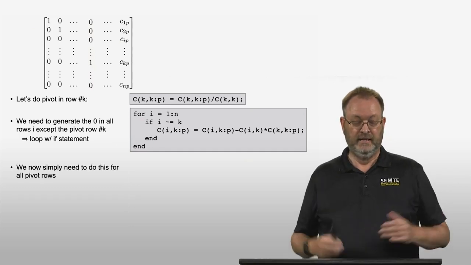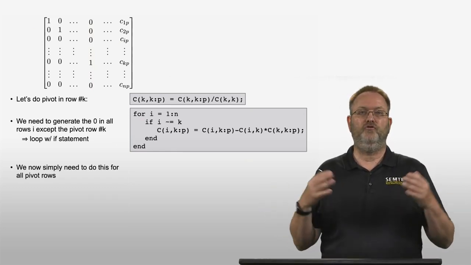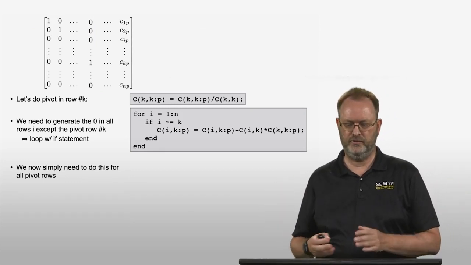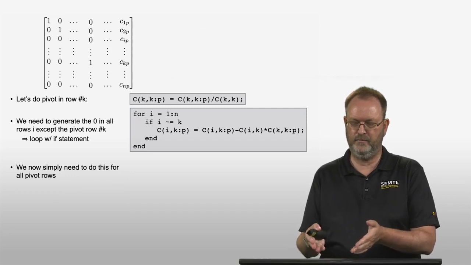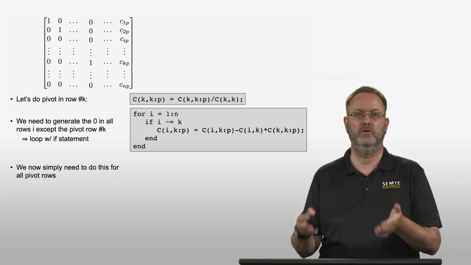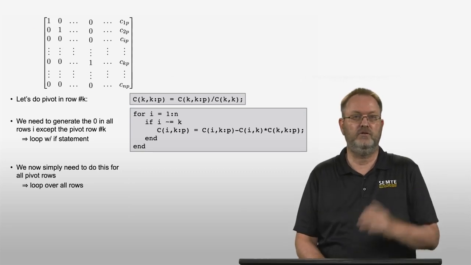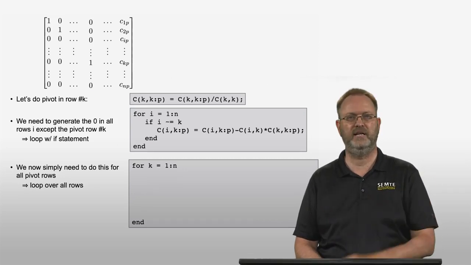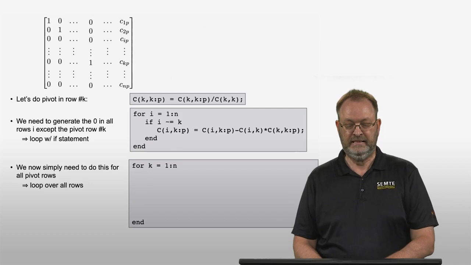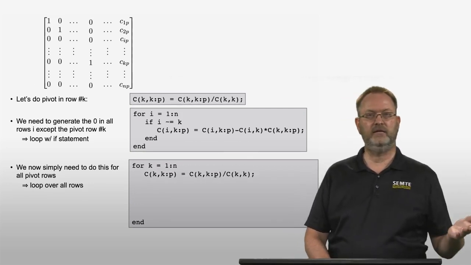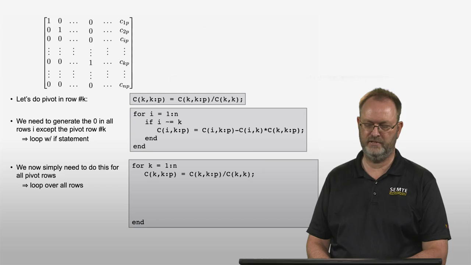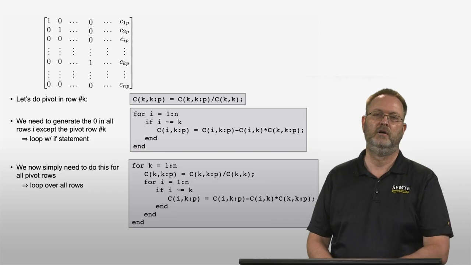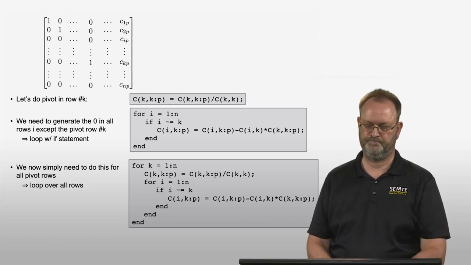All right, now we simply need to do this for all pivot rows. That's what our algorithm told us to do. We need to do these operations for the kth pivot row for all rows of the matrix. So we're going to just loop over all rows. So we have a loop for k equal to 1 colon n. Remember, n was the number of rows in the matrix. And the first thing that we're going to do is we're going to divide by the pivot entry. Copy paste that code segment over, and then we're just going to generate the zeros in all of the other rows in the pivot column.